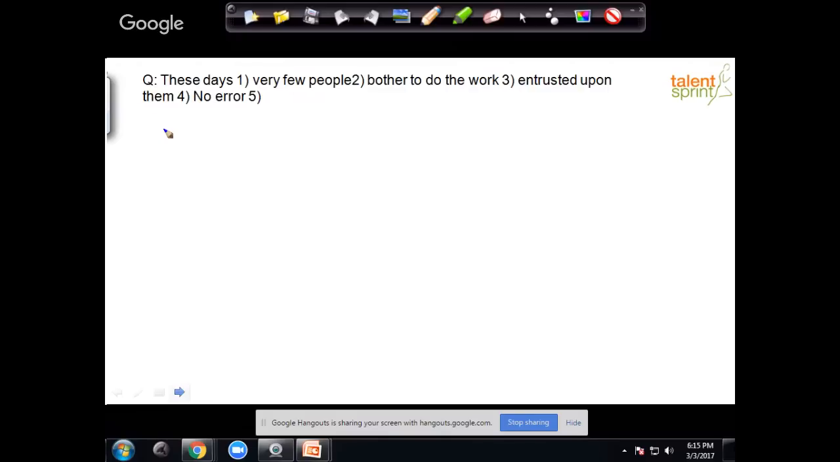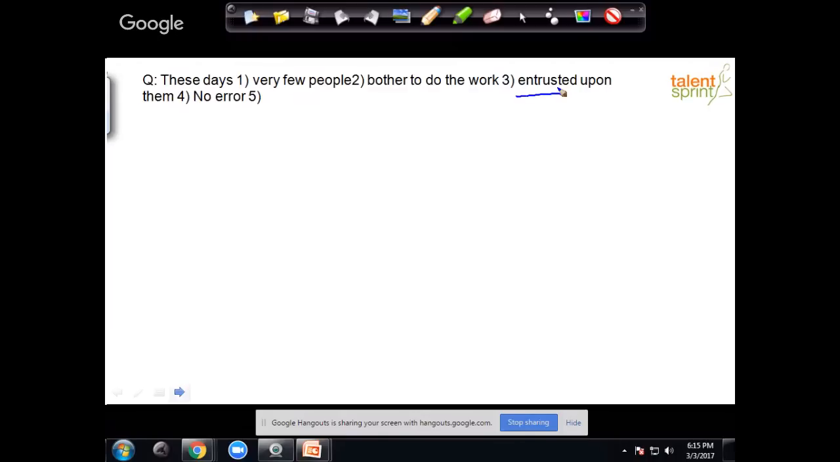These days, which means nowadays, very few people, seems fine. What's wrong in part 2, Devi? Very few people, quantifying the people, right? How many people? Very few people. What? Bother to do the work. So basically, they don't do their work, right? Whatever is given as a responsibility. Now, your clue word is entrusted, right? Tarun says option 3, and Shubham also says option 3, and that is correct.